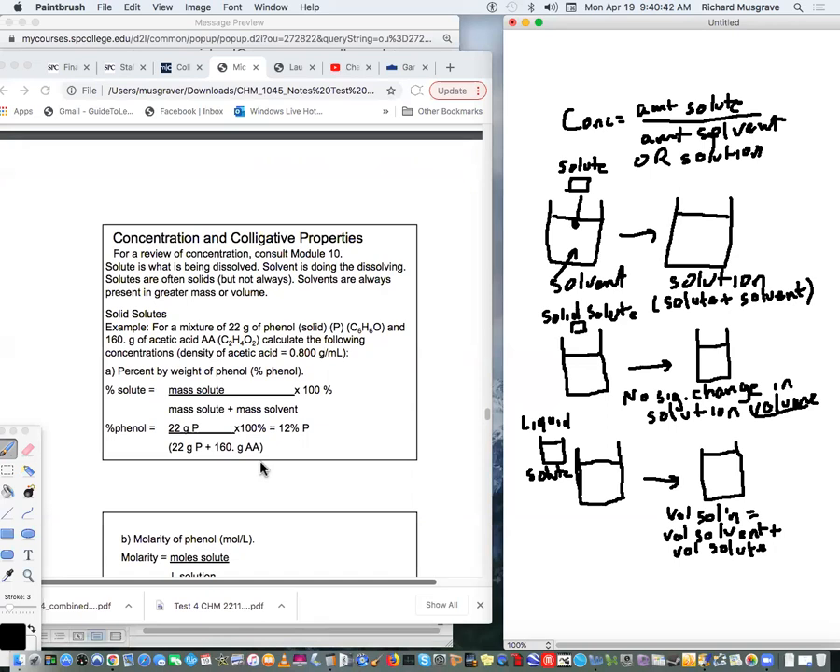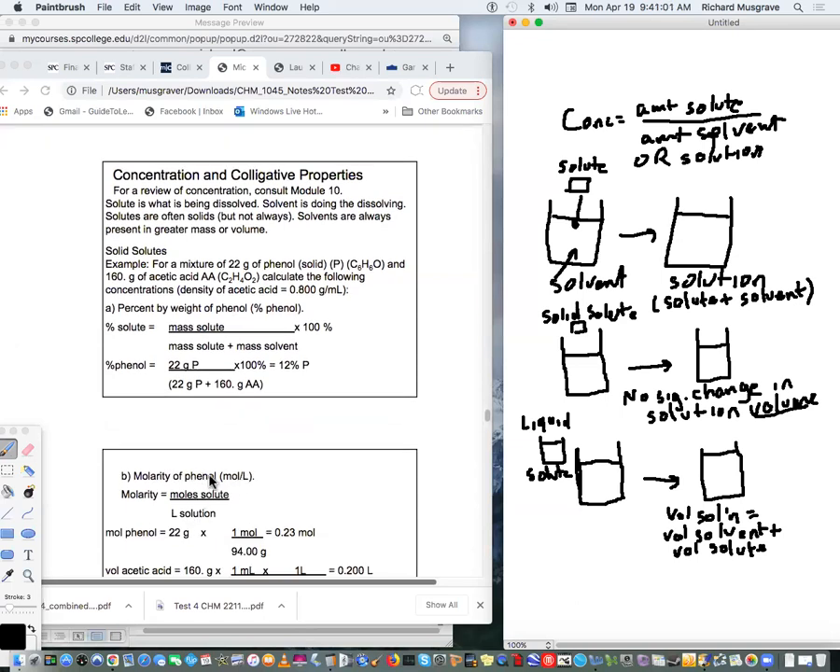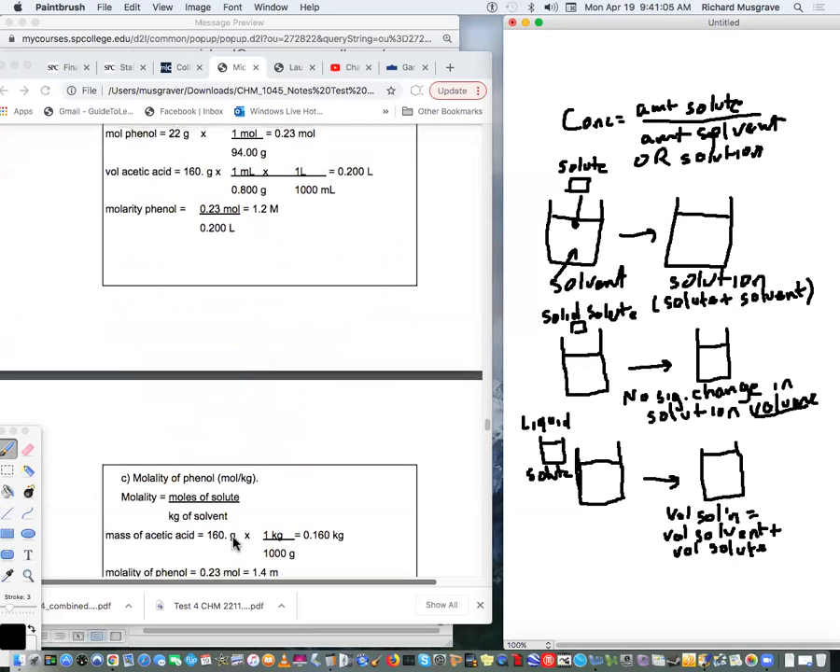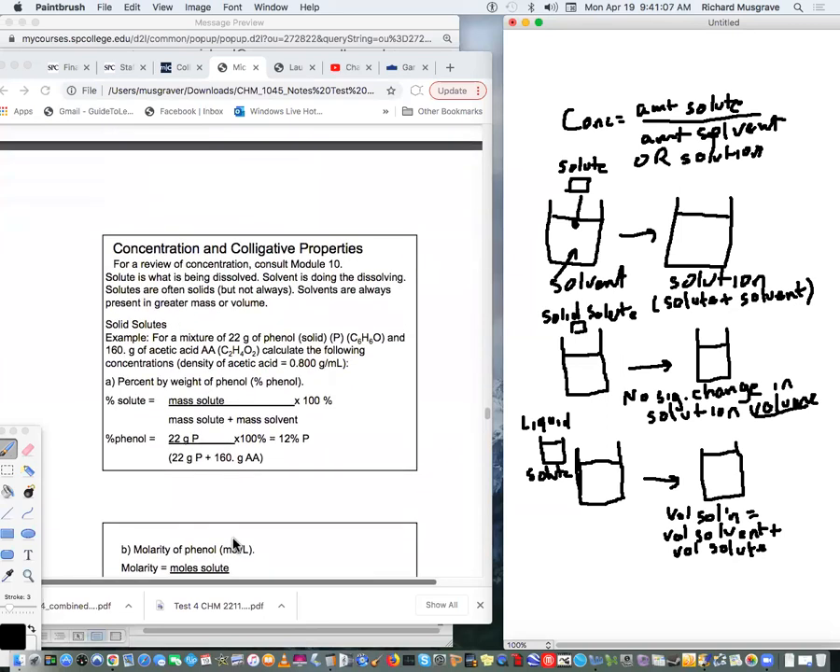The other thing that's important is that concentration is always talking about the solute. Everything is about the solute. When we're talking about the concentration of something, it's whatever is dissolving. So it's the solute that's important. So when I say percent by weight of phenol, you automatically know, oh, that's a solute. Molarity of phenol, oh, that's a solute. Molality of phenol, yes, that's a solute. So whatever the question is being asked about, that's also the solute.